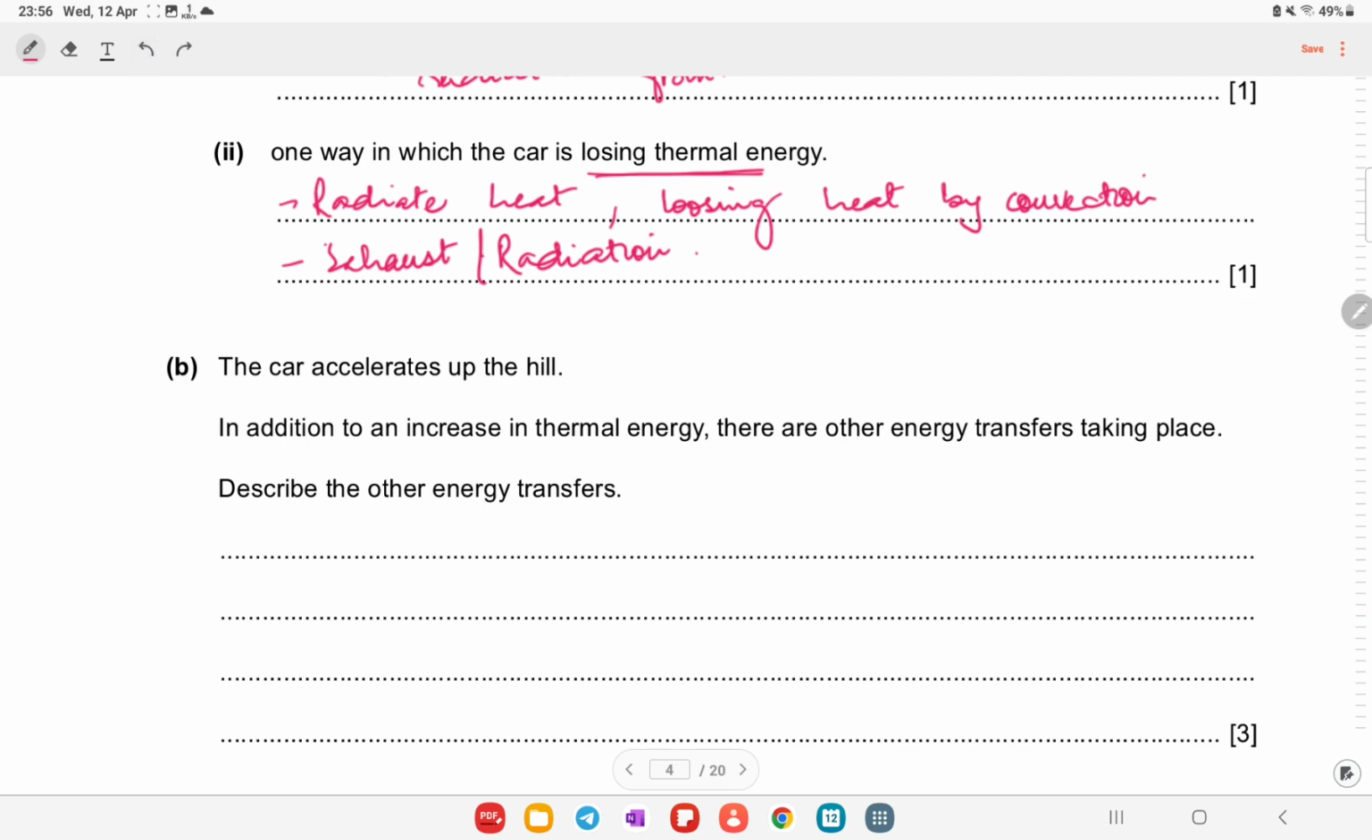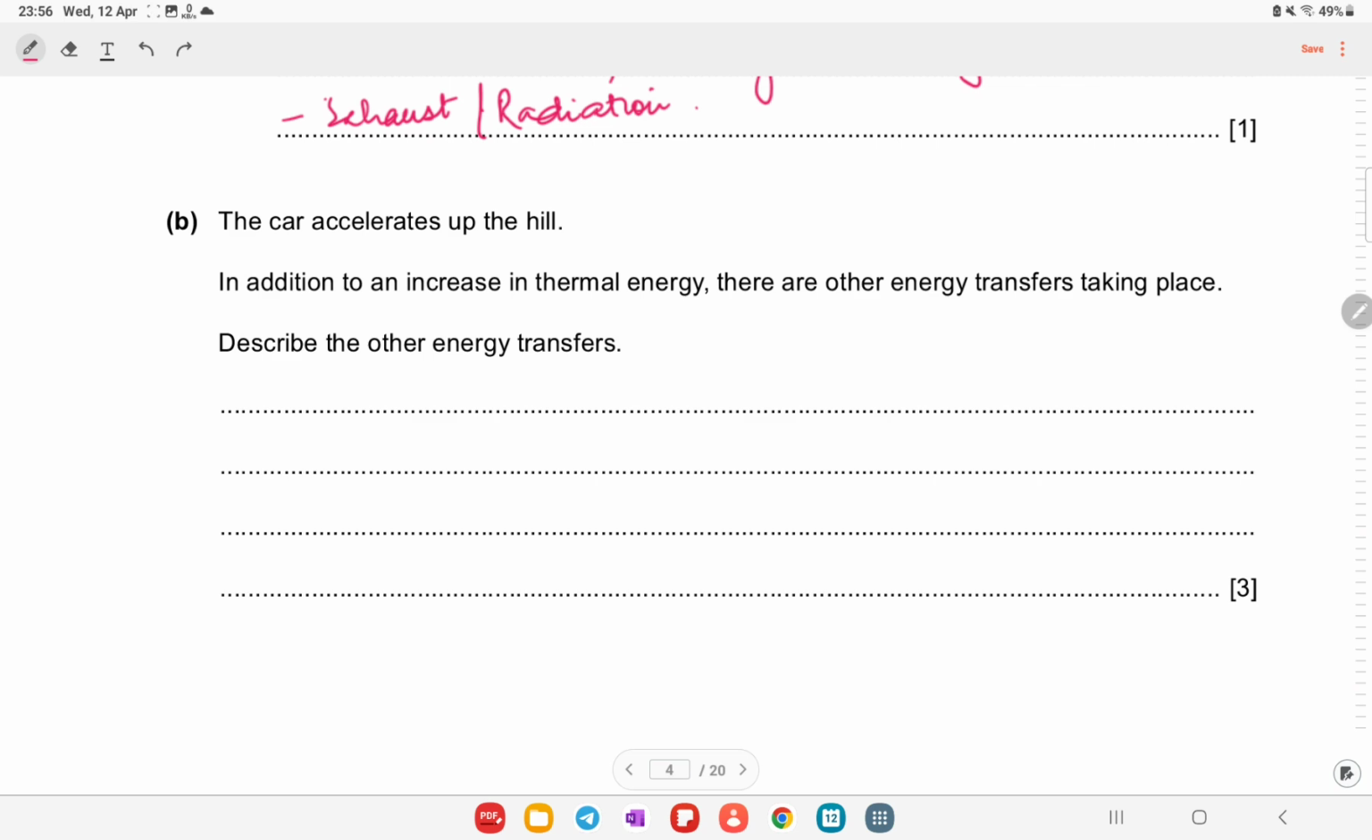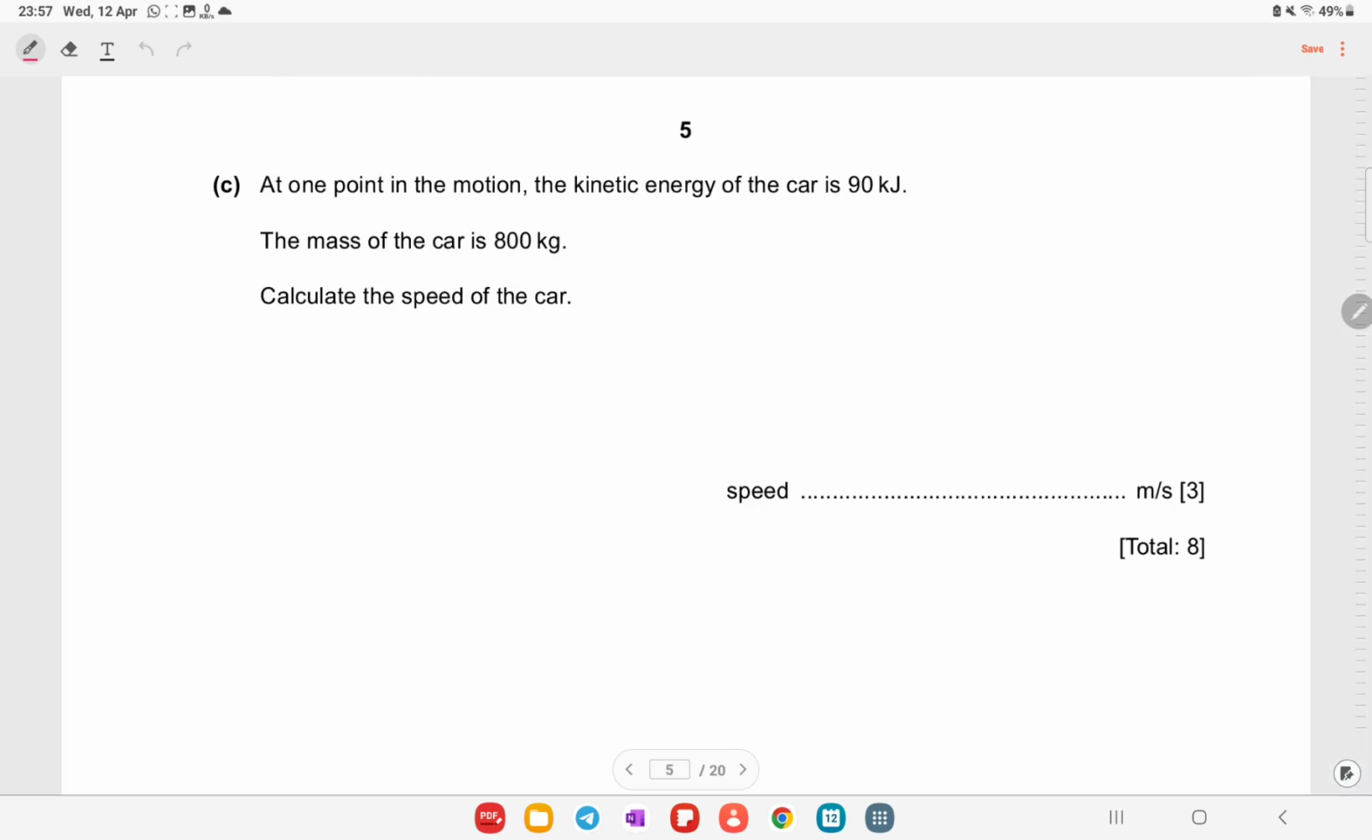Okay, moving to the next question. The car accelerates up the hill. In addition to the increase in thermal energy, there are other energy transfers taking place. Describe how the other energies are transferred. So first of all, the fuel, which is chemical energy, is consumed, so it's going to decrease. Then it's moving up, so obviously the gravitational potential energy is increasing. And it's moving, so again, the kinetic energy is also increasing at that point.